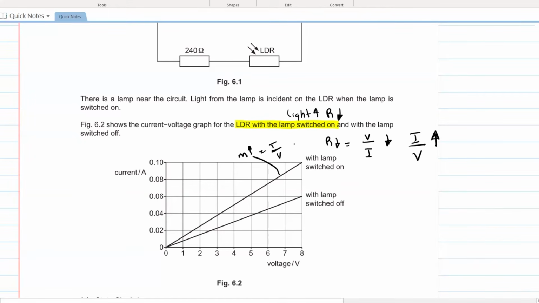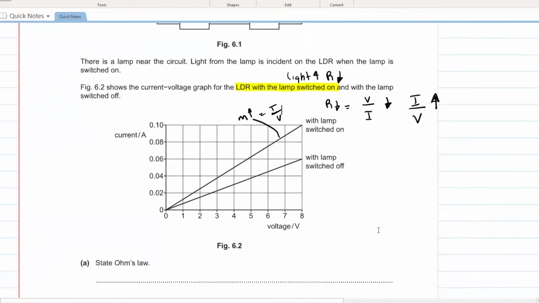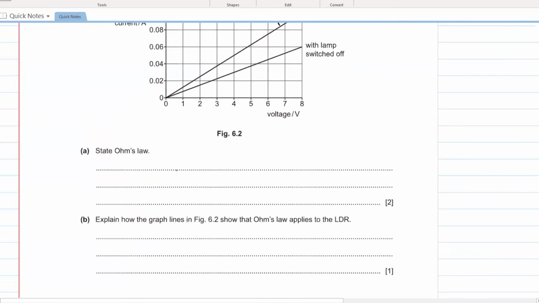I really don't know whether we will need this or not, but I have just made some key points here so that my confidence increases when I read the next question. State Ohm's law. What is Ohm's law? Current is directly proportional to potential difference given that temperature is constant. You will say current is directly proportional to potential difference.